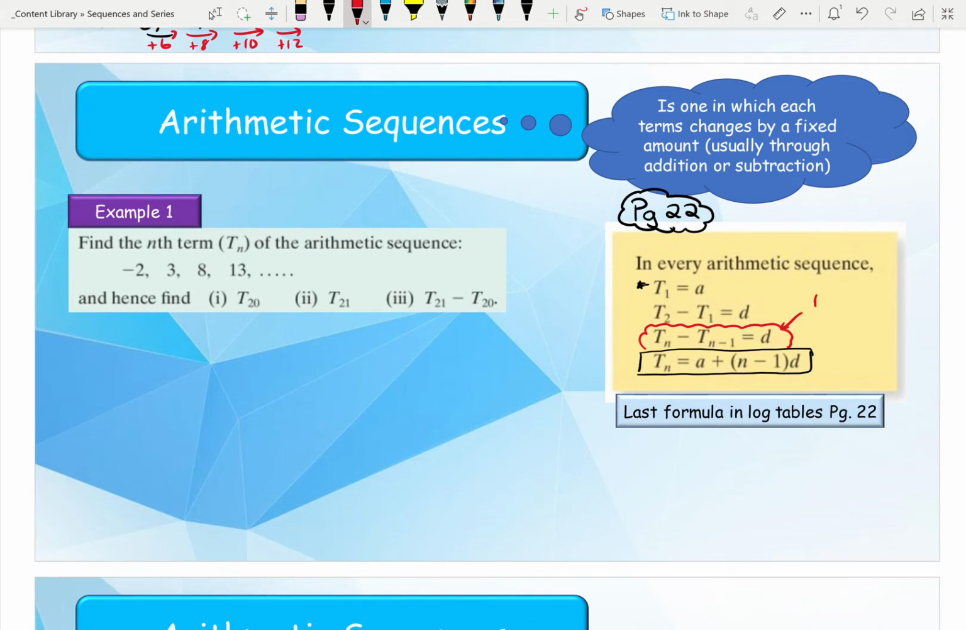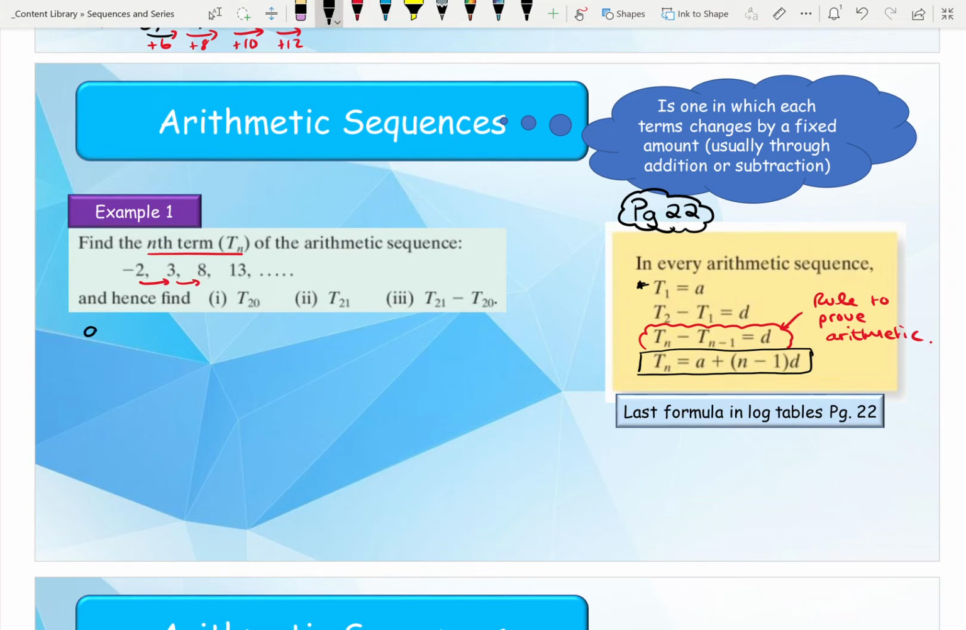Now this is a rule that we're going to use to prove that a sequence is arithmetic, which we're going to come back to in a later example. So to look at the basics to start, the first one says find the nth term Tn of the arithmetic sequence. The first thing I check is what does it go up by each time, and I can see that it goes up by 5 each time.